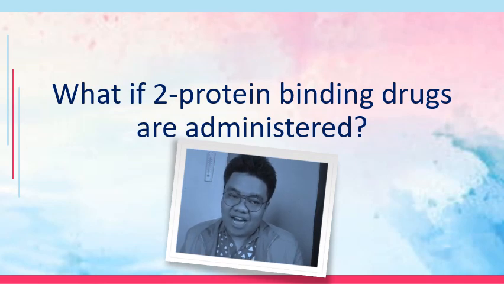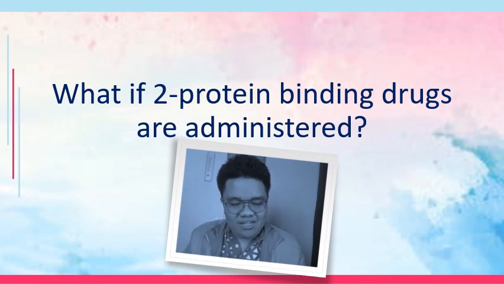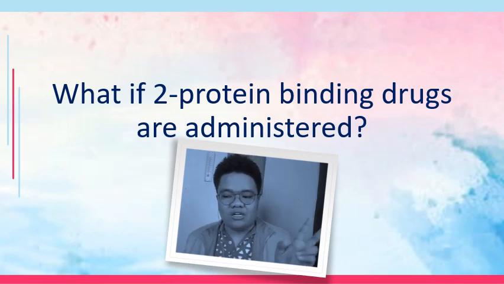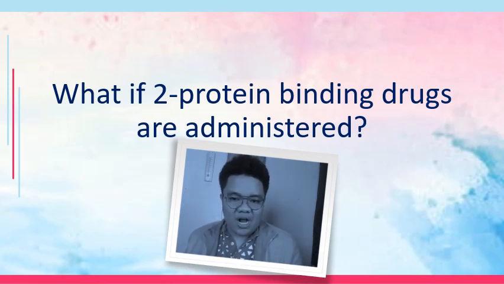With that, drug A becomes less effective because it is bound to proteins. Drug B, on the other hand, becomes more toxic. Drug B has a higher tendency to become more toxic because there are more free drugs released into circulation, and again, the risk for toxicity. That's why we need to be mindful if there are two protein binding drugs that are being administered at the same time.